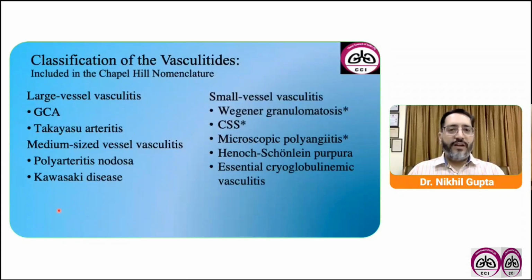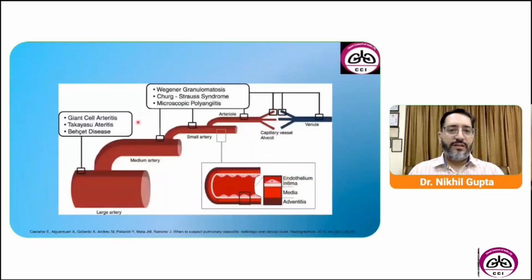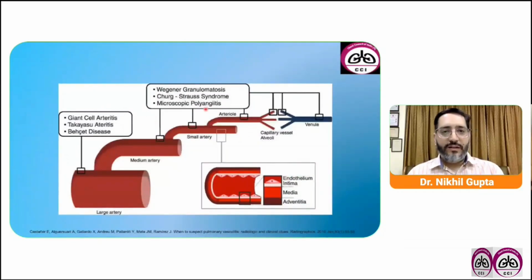Coming to the classification of vasculitis, these are the vasculitides given in the Chapel Hill nomenclature. These are large vessel, including GCA and Takayasu; medium vessel, including PAN and Kawasaki; small vessel, including Wegener's, CSS, microscopic polyangiitis, HSP, and essential cryoglobulinemic vasculitis. So this is the diagram showing the same.